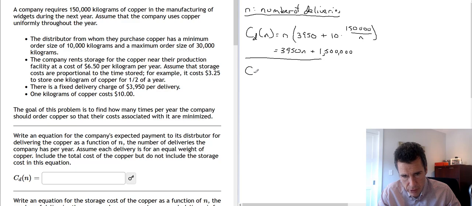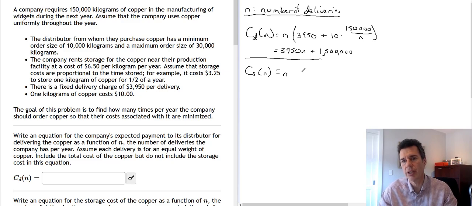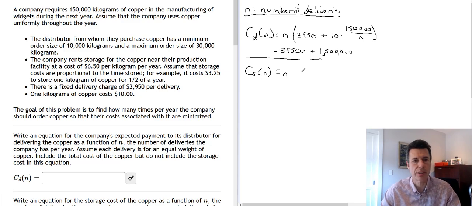Now our storage costs are a little bit harder. Again, we're going to have this N, and then we need to think about the storage cost for a given delivery. That's how we're going to think about it. Now the trick in this one is to think about a delivery of copper. And the assumption is that we use the copper uniformly throughout the year. That's an important assumption. That's our second assumption there. It costs $6.50 to store a kilogram of copper for a year, and we're assuming that storage costs are proportional, meaning $3.25 for half a year, half of that for a quarter of a year, and so on.